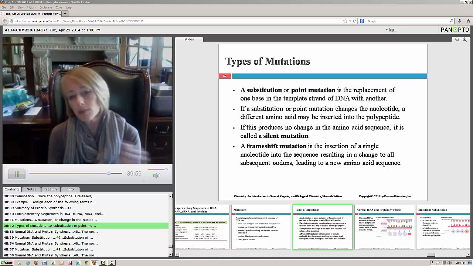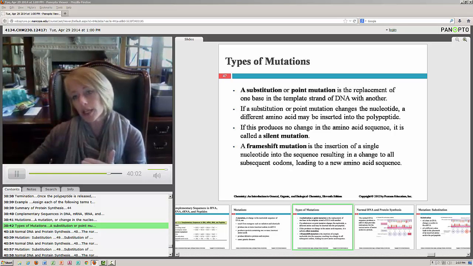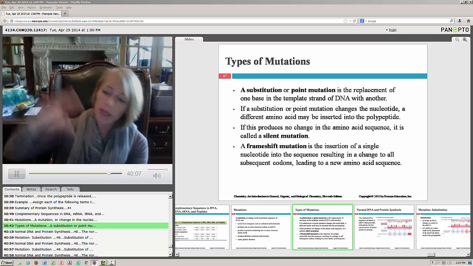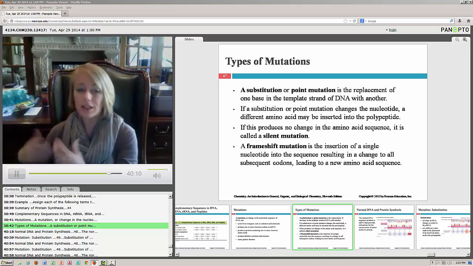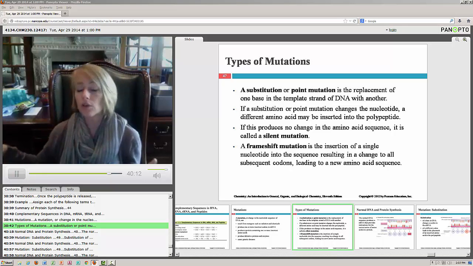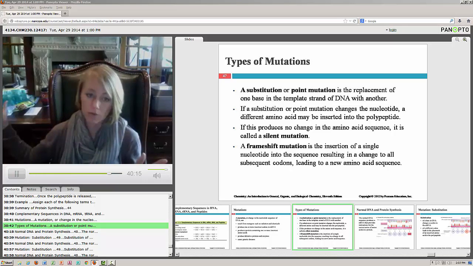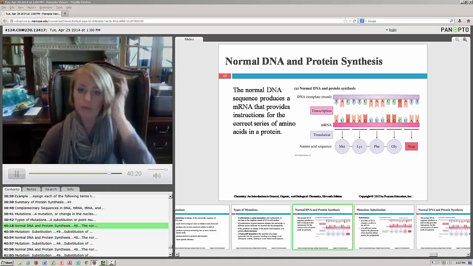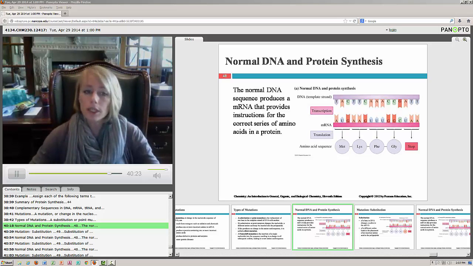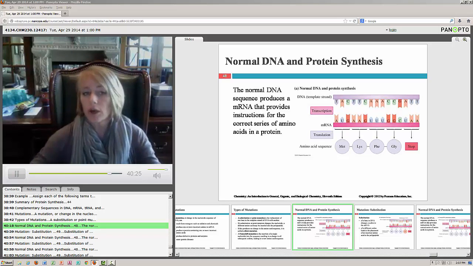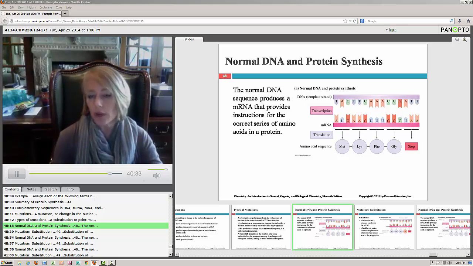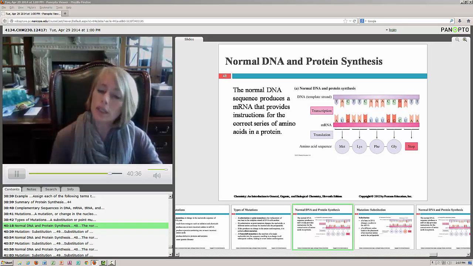So you get a frameshift problem, and then when it tries to translate everything down in the endoplasmic reticulum, going from the nucleic acid to the amino acid sequence, then you're going to have a problem. It's going to be a completely new amino acid sequence all the way down from where that frameshift mutation took place. So that can be a very serious change. So again, the normal DNA sequence will produce a messenger RNA that contains a codon with the correct series of bases to translate with the transfer RNA into the amino acid sequence.